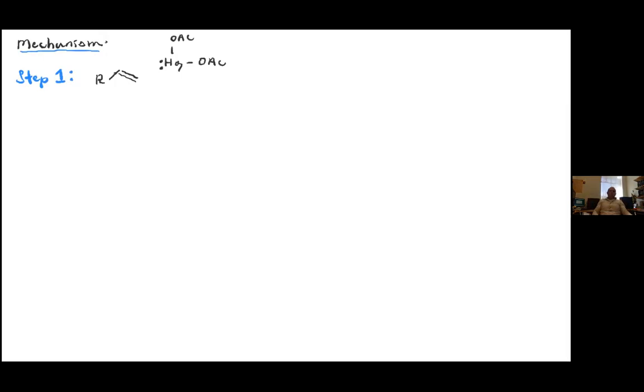Okay. So I'm going to take the pi bonds from the alkene and have them attack the mercury. Okay. And so I can draw an arrow like this. And then I need to break one of the mercury acetate bonds. So I take the electrons in one of those bonds, doesn't matter which one, push them to the acetate. And then I'm going to take the electrons on mercury and push them back to the carbon on the alkene.